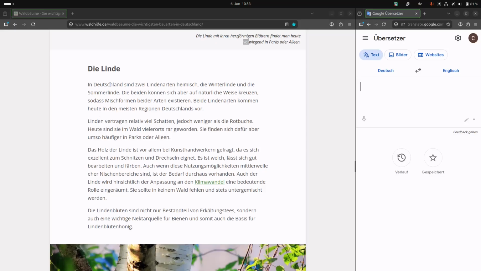In Deutschland, in Germany, sind zwei Lindenarten, linden tree, Arten, species, plural, heimisch.